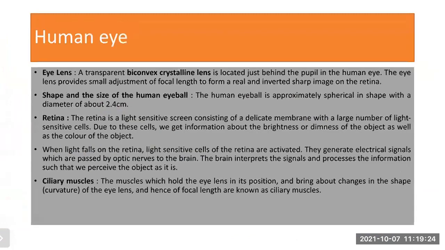Now afterwards, we have retina. Now this retina is a light sensitive screen. What is retina? It is a light sensitive screen consisting of a delicate membrane with a large number of light sensitive cells. Due to these cells, we get information about the brightness or dimness of the object, as well as the color of the object.